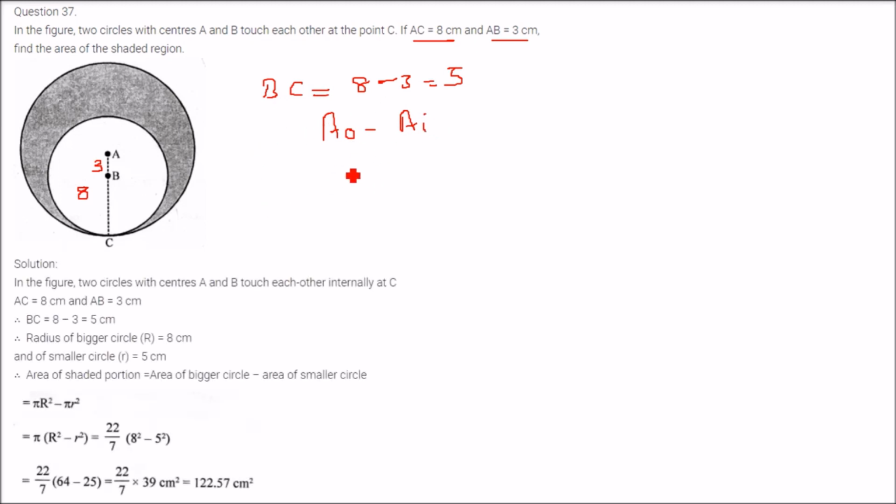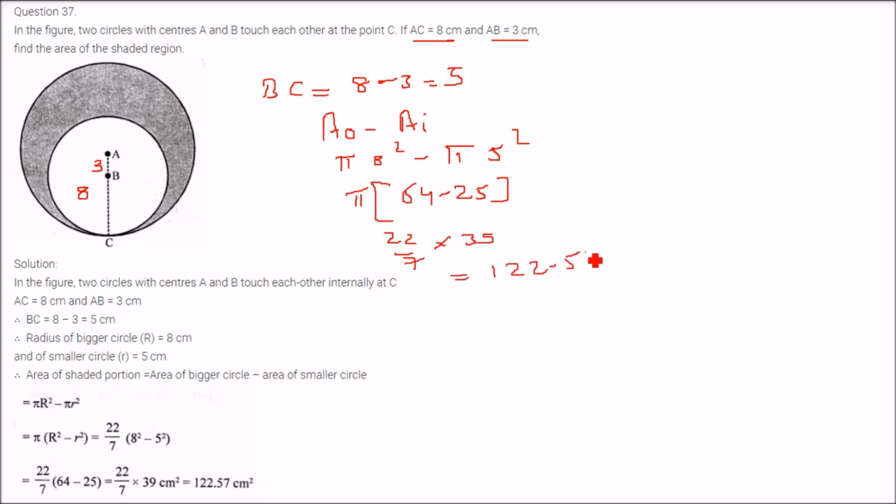Area will be what? Pi r square. So for the bigger one it is pi 8 square, and for the inner circle it will be pi 5 square. Just take pi outside. 8 square is 64, minus 5 square is 25. So you get 22 by 7 into 39. So this will be 122.57 centimeters square.